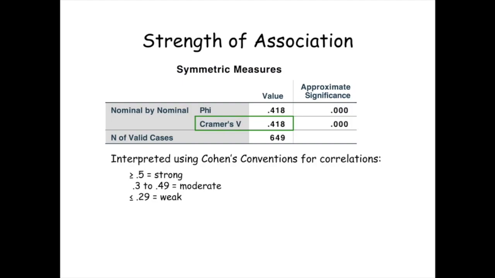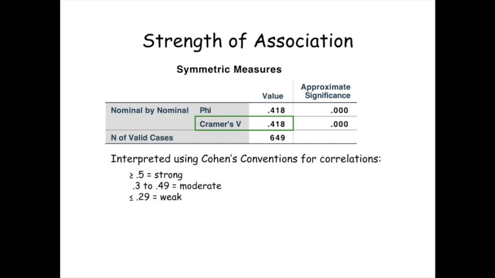Chi-square test results only tell us the likelihood of dealing with a chance event. They do not tell us anything about the strength of the association. For this, we need to ask for measures of effect size. Cramer's V is a correlation coefficient and is interpreted using Cohen's conventions. This value falls in the moderate range, meaning that there is a moderate relationship between sexual orientation and condom use.